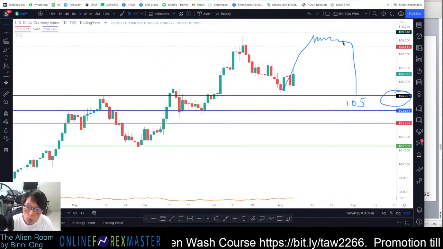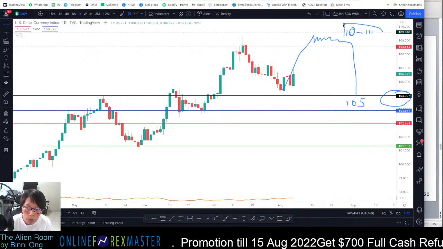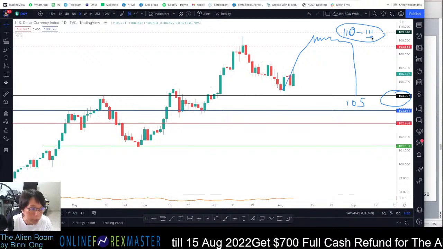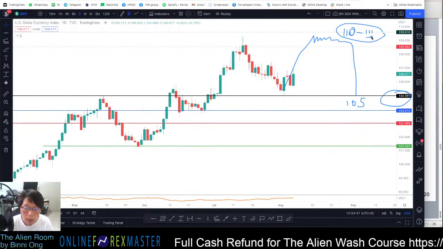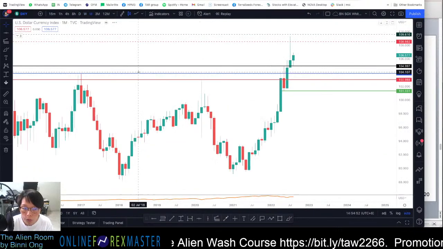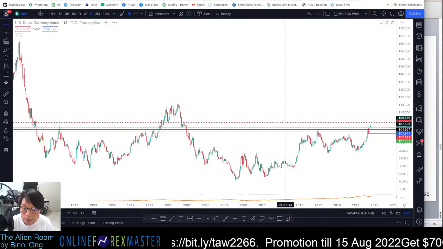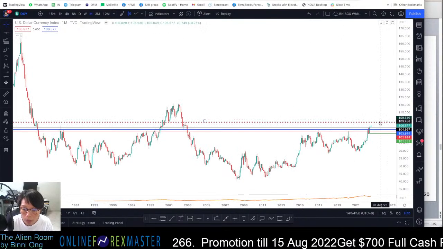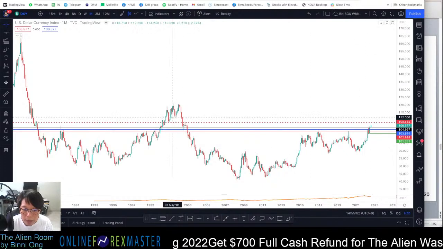Now, watch out for this level, things like 110, or it can even do 111, because 111 was a very important number in the past when we were trading the dollar index. Why was that so? Because the dollar index will move in cycles. So 111 is up around here, that's this level here.